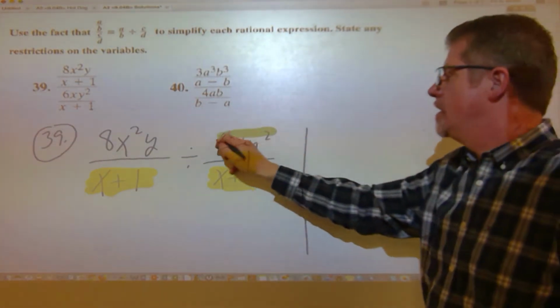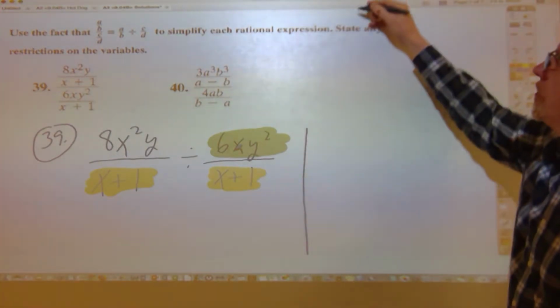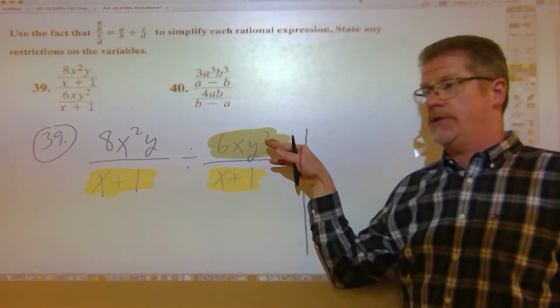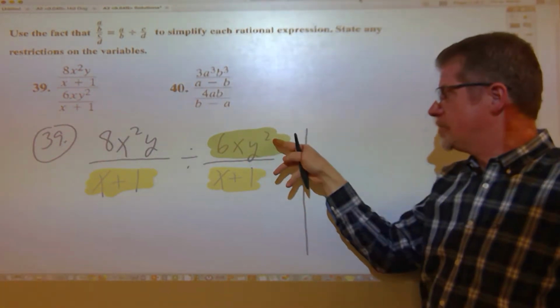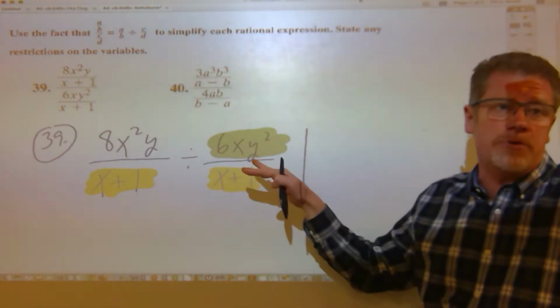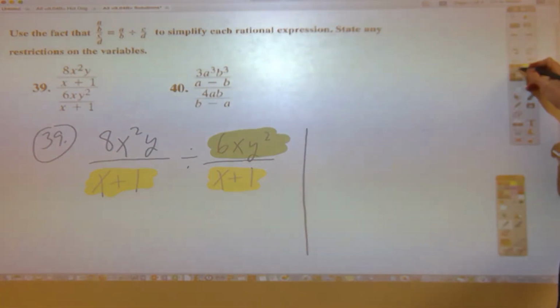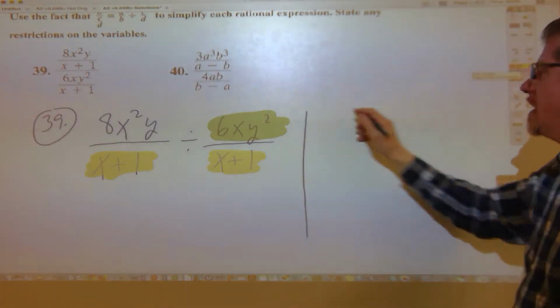Over here in green, will it be okay for 6xy squared to be 0? Is it okay if there's a 0 in this location? No is the correct answer, because if we had a 0 here, then this fraction would be 0, and then we'd be dividing by 0. We don't want that. So there's really two things you have to do before we actually try to simplify this problem. Let's look at the restrictions.